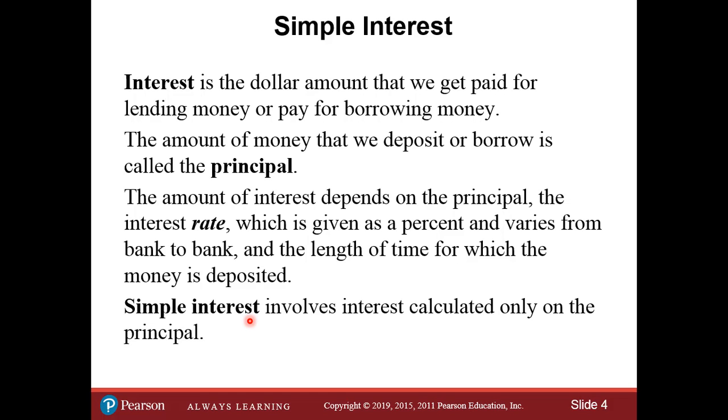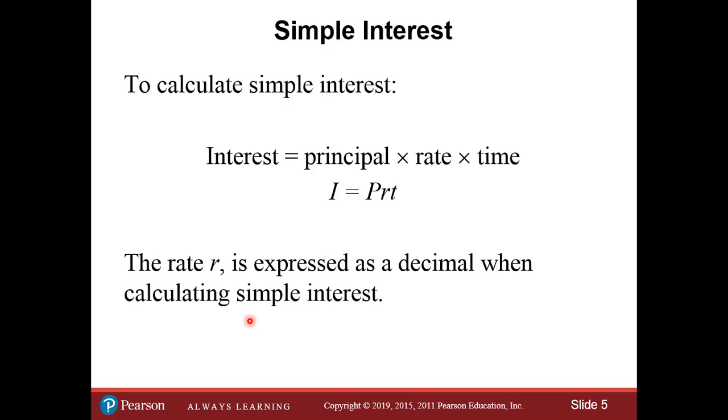It doesn't matter about any other interest. It's only what the principal amount is. So it doesn't have any other factors involved, except it's just calculated on whatever the principal amount that you either borrowed or deposited. And so the interest formula for calculating simple interest is very easy. The interest is going to be the principal amount times the rate times the time.